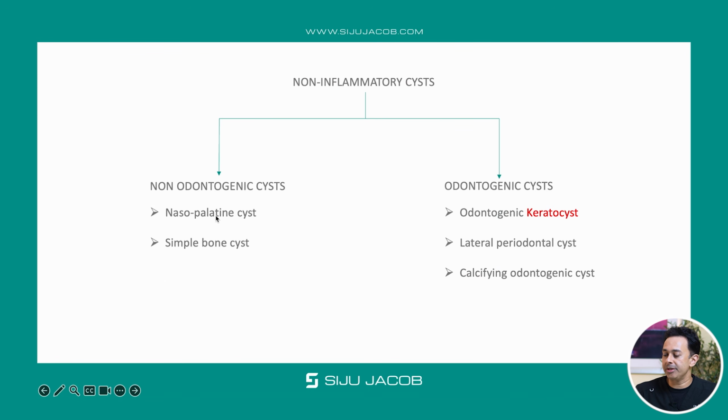Then you have non-inflammatory cysts, which are non-odontogenic and odontogenic cysts. Under non-odontogenic cysts, you have nasopalatine and simple bone cysts. And then under odontogenic cysts, you have keratocyst, lateral periodontal cyst, and calcifying odontogenic cyst. Out of which keratocyst is the most dangerous in terms of very, very high recurrence. So the treatment for odontogenic keratocyst is usually a little more aggressive than the rest. That's why I put that in red.